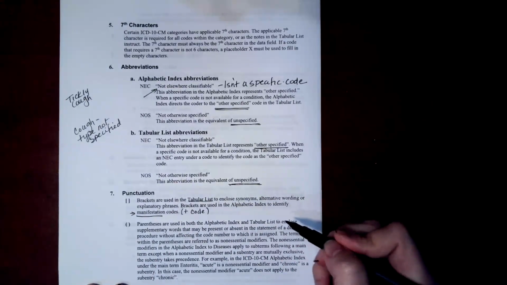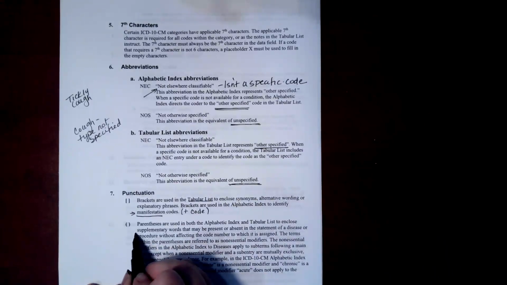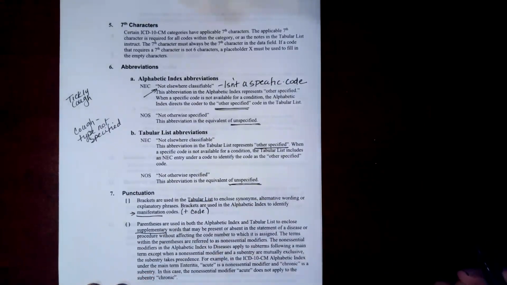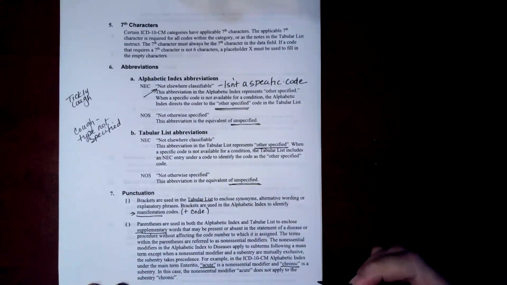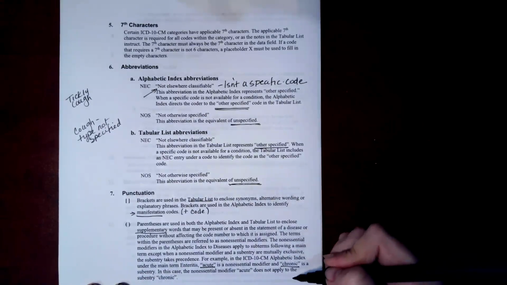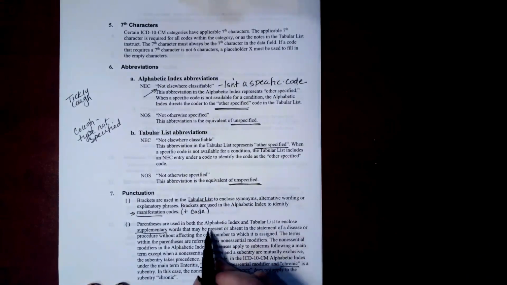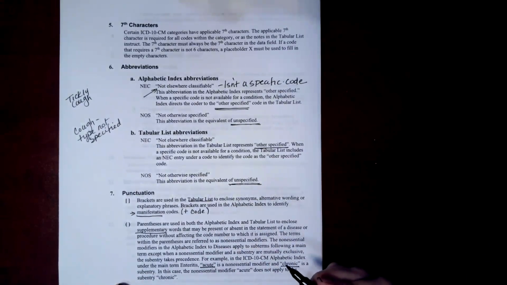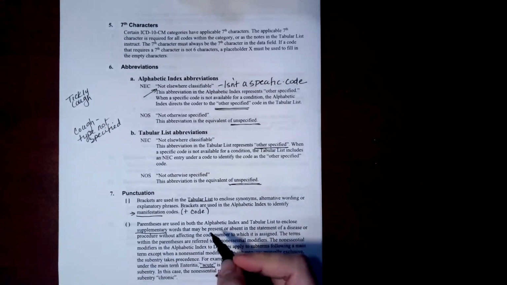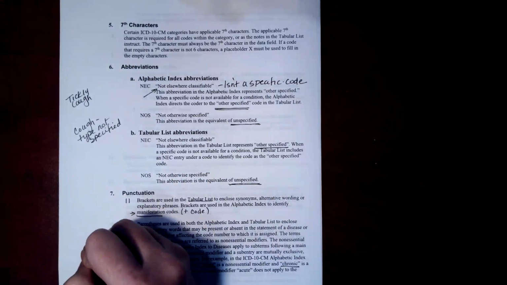Parentheses, they're used in both the tabular and the alpha index there, and they're for supplementary words. So for example, we could see something listed as acute or chronic, or this is going to let us know that these are words that are usually associated with that term that's being reported. So again, they're called non-essential modifiers because it could be an acute enteritis or a chronic enteritis, right? All enteritises are reported with this default.